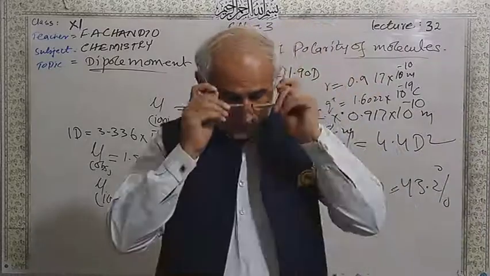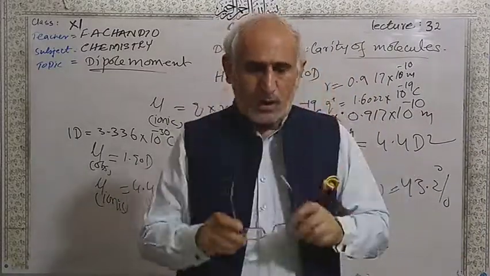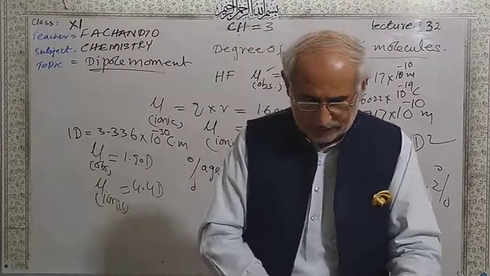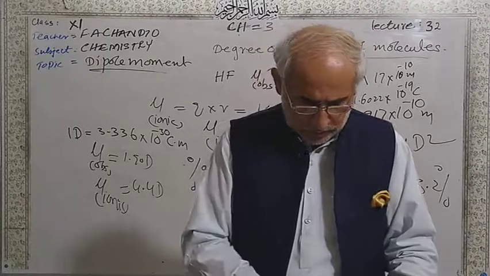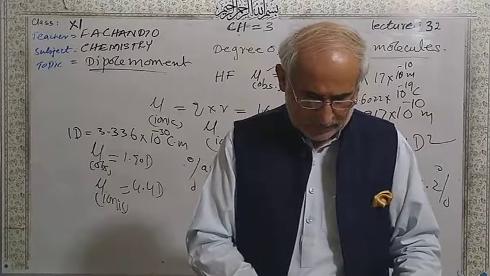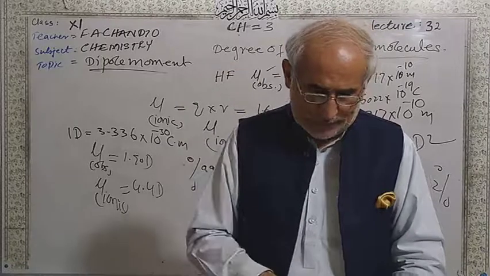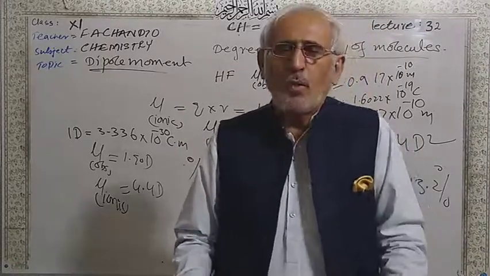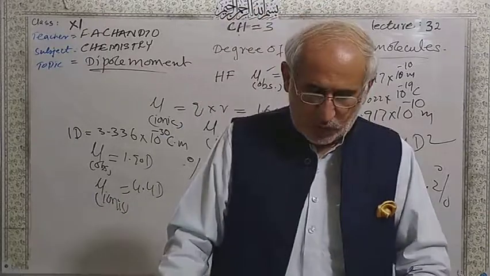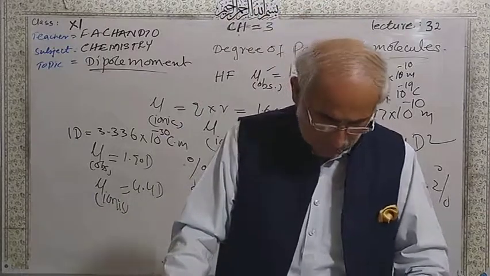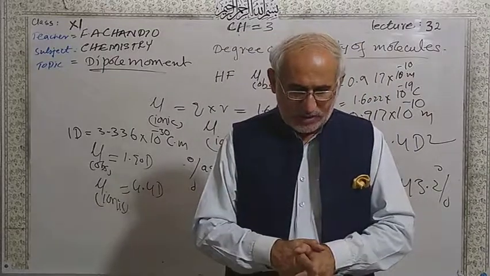So this will help you, and some exercise questions are given. You have to find this. This is question number 7: the dipole moment of hydrogen chloride. You have to calculate and see how much covalent character or ionic character there is for hydrogen chloride. Now, students, here we finish this.